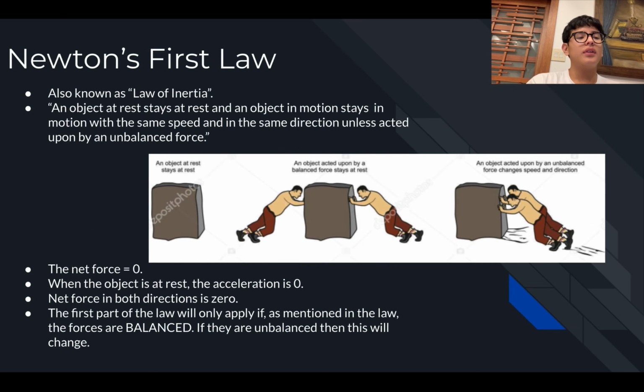Newton's first law. It is also known as the law of inertia. An object at rest stays at rest, and an object in motion stays in motion, with the same speed and in the same direction, unless acted upon by an unbalanced force. The net force is zero. When the object is at rest, the acceleration is zero. The net force in both directions is zero. The first part of the law will only apply if, as mentioned in the law, the forces are balanced. If they're unbalanced, then this will change.